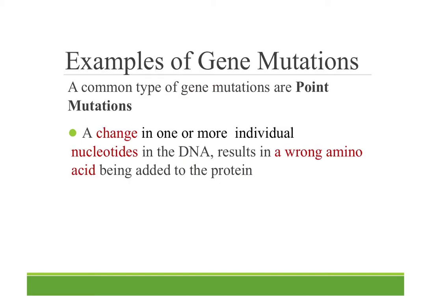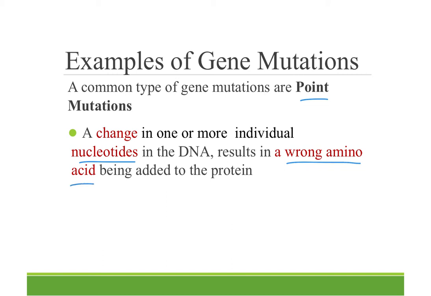So I want to go through some of the specific examples of mutations and give you some real-life examples of where these occur. A mutation that happens in the gene that affects those nucleotide bases, the A's, T's, C's, and G's, is known as a point mutation. And it's a change in one or more individual nucleotides. So that's going to affect the amino acids, and you're going to end up with a wrong amino acid being put into the protein.